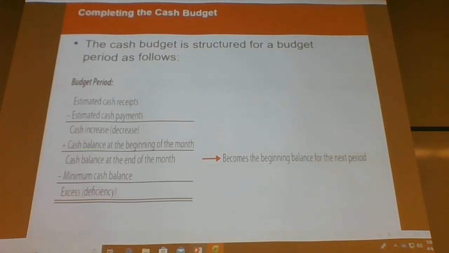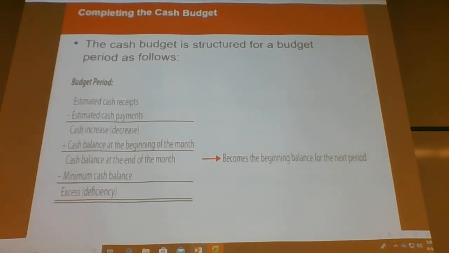So when we think about our cash budget, it is very, very intuitive. We're just going to say, okay, we're going to take our estimated amount that we have cash coming in, our inflows. We're going to subtract from that our outflows. And that gives us either an increase or a decrease in cash. It just depends on which one of these numbers is bigger. We're going to add to it any cash that we had at the beginning of the month. And if we do that, we now have our cash balance. And by the way, our cash balance at the end of this month does become the beginning balance for the next period.